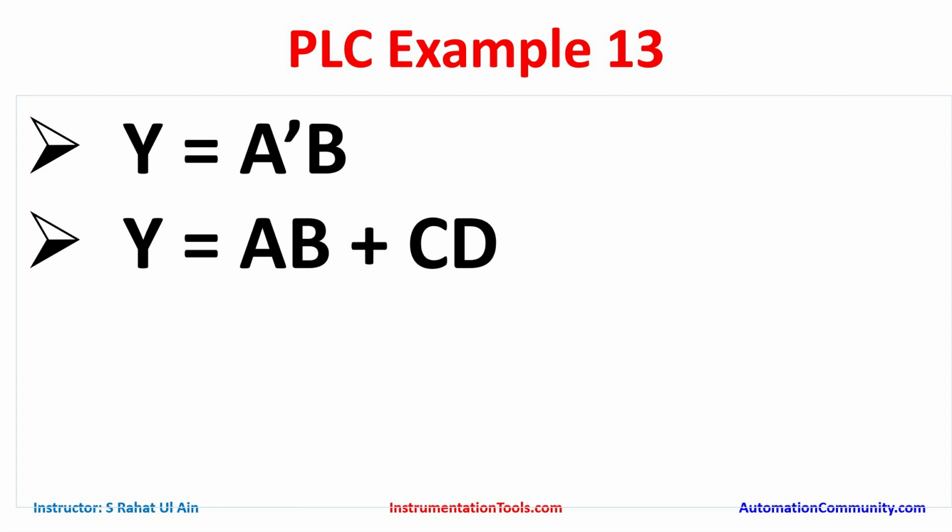So for A, we will use a normally closed contact. And for B, we will use a normally open contact. And there is AB, that means A and B are connected in series, thus implementing AND logic gate. So here we will use normally closed contact for A because there is A naught. So let's move to TIA Portal where we will draw the ladder diagram.